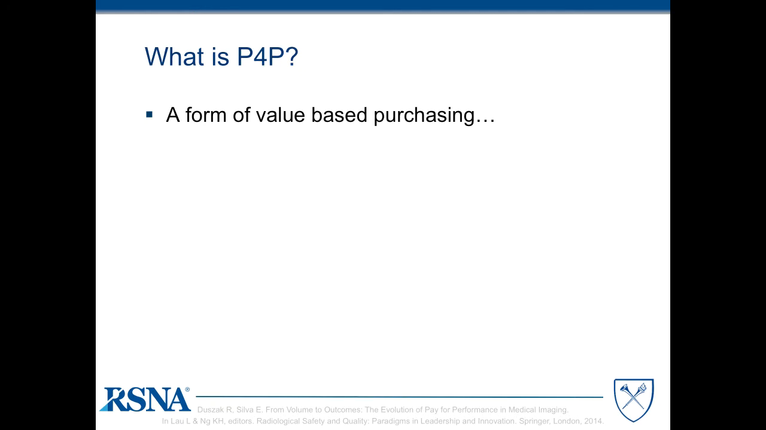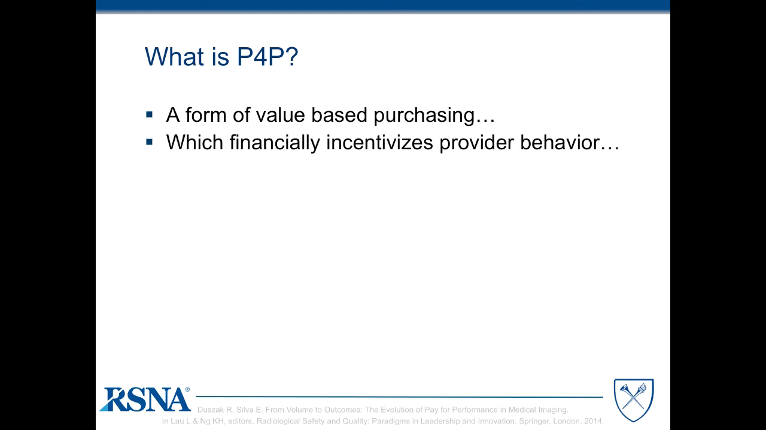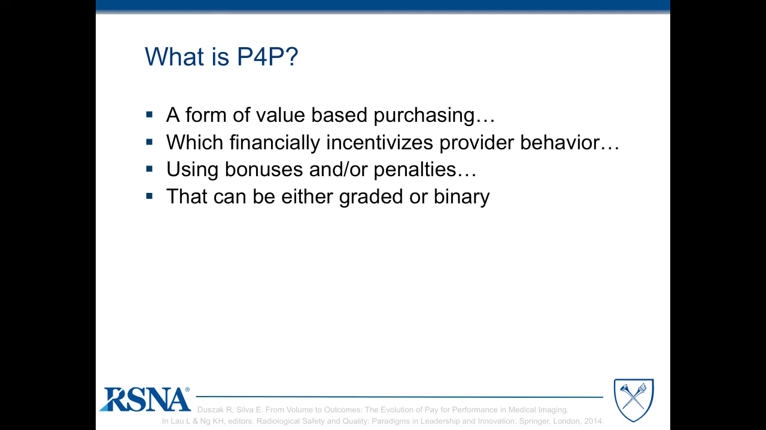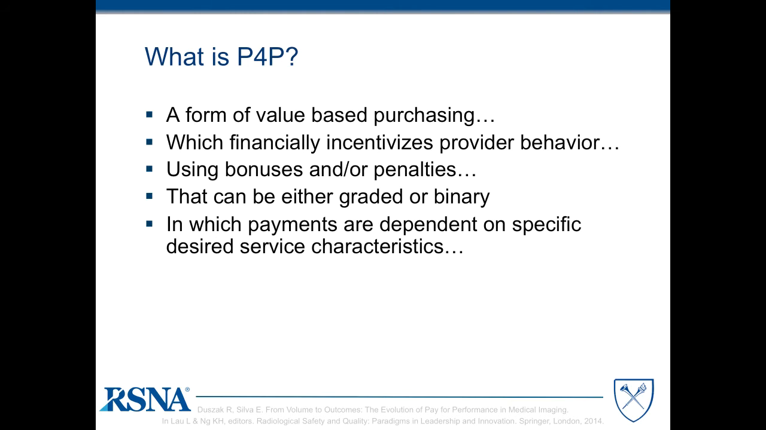Let's start with some definitions. What is pay for performance? It's a form of value-based purchasing which financially incentivizes provider behavior using bonuses and/or penalties that can be graded or binary, in which payments are dependent upon a specific desired service characteristic or series of characteristics, and those frequently boil down to appropriateness, outcomes, service, and cost.